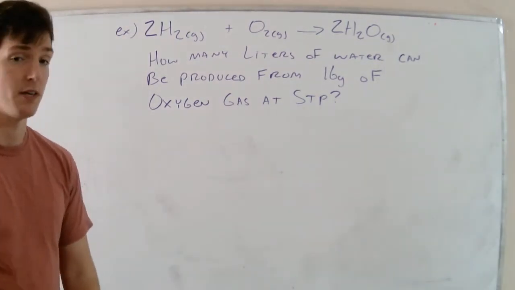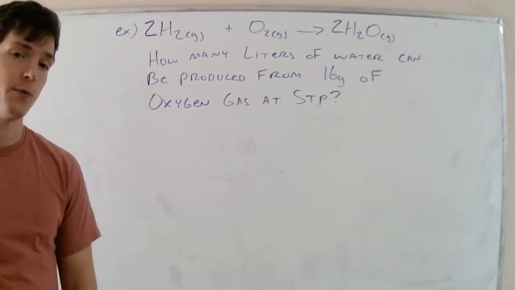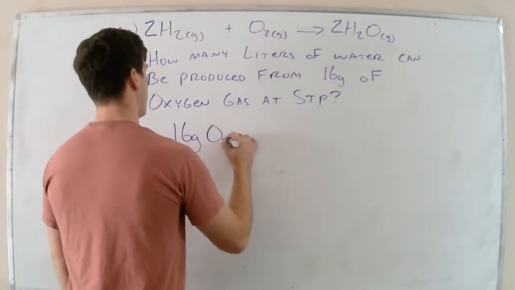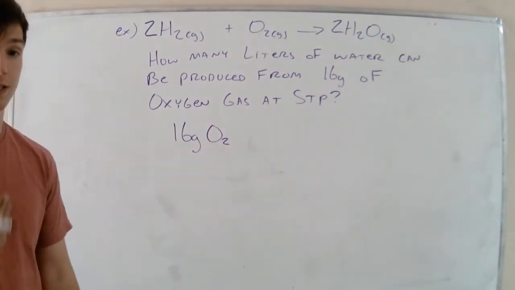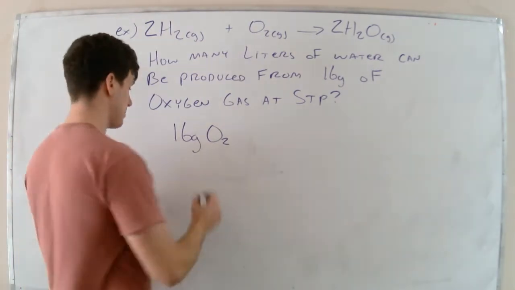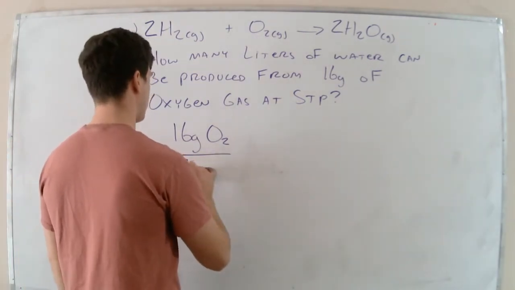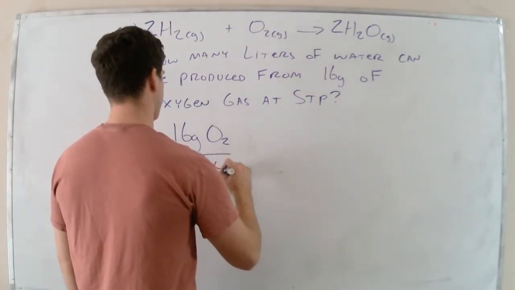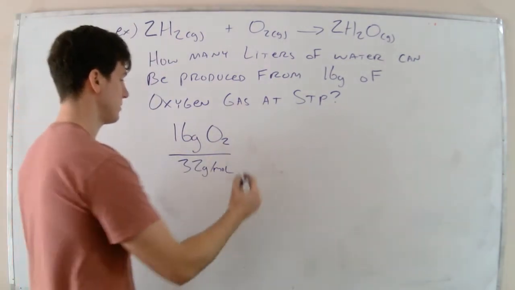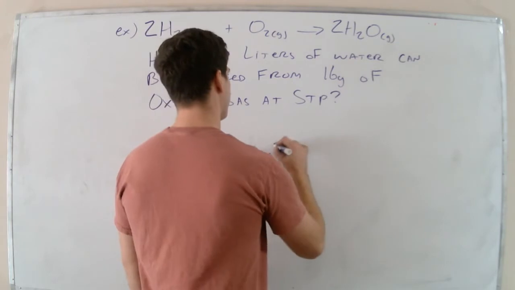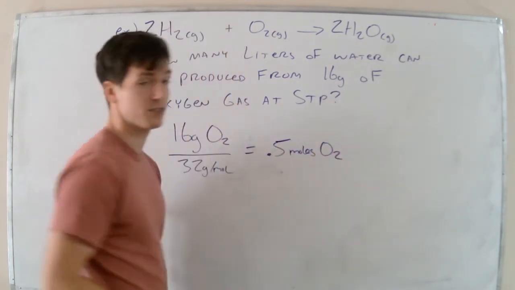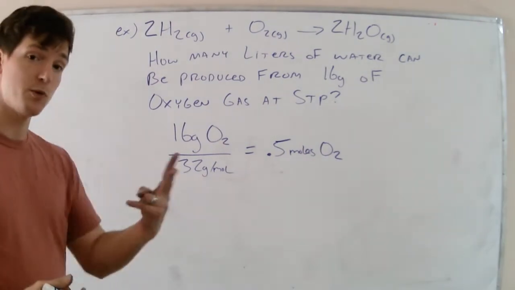Whatever it may be, always start with what you're given. They gave me 16 grams of O2. Well, I got to change that to moles. And the way I do that, since that's in grams, I'm going to divide by the molar mass of oxygen, which is 32. Oxygen gas is O2, so divide by 32. Now I have 0.5 moles of O2. Step 2 is done.